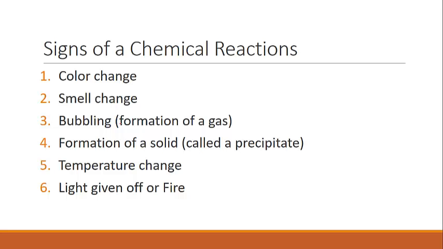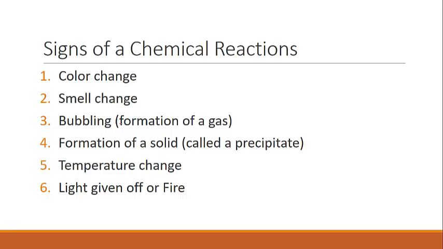So these changes that we can look for are a color change, a smell change, a bubbling or formation of a gas, the formation of a solid, also known as a precipitate, a temperature change, which you can feel. If we were to do the lab that we were planning on doing as part of our normal curriculum, you would have been feeling the outside of a test tube with your hand. And then also light given off, or if you see fire, that's another indication that a chemical reaction has occurred.